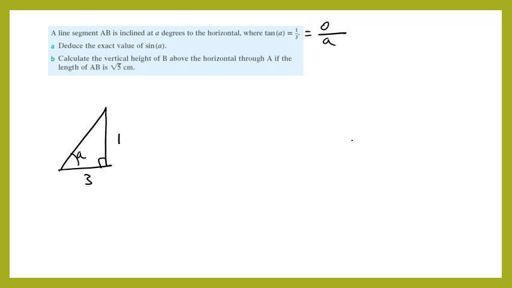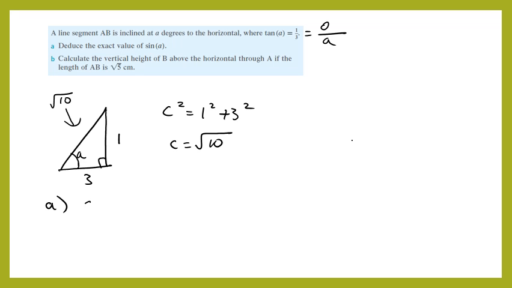So this means we can actually find out the other side, the missing one, which is the hypotenuse. How do we do that? Yep. So c squared equals 1 squared plus 3 squared, and this time we'll actually get a surd for an answer, which is square root of 10.